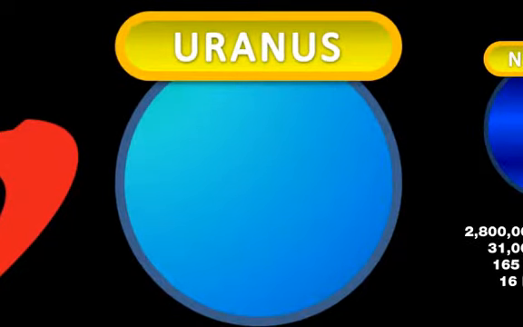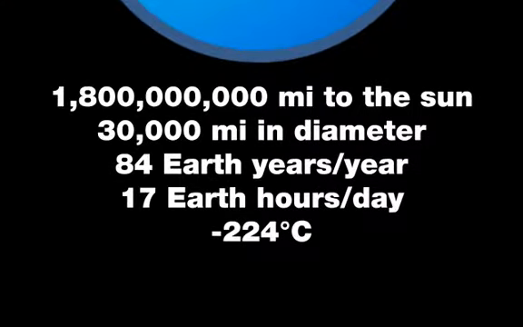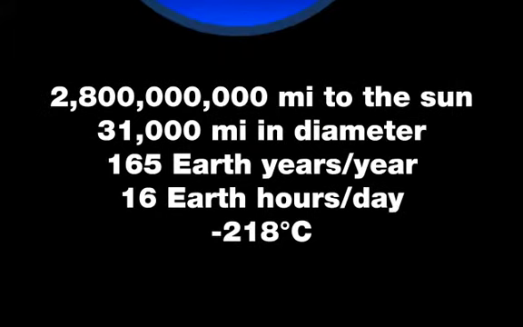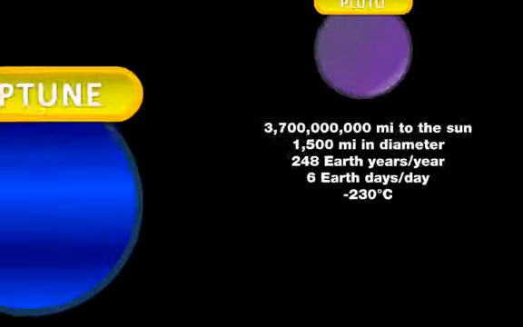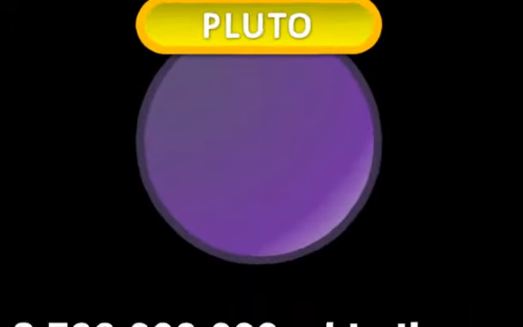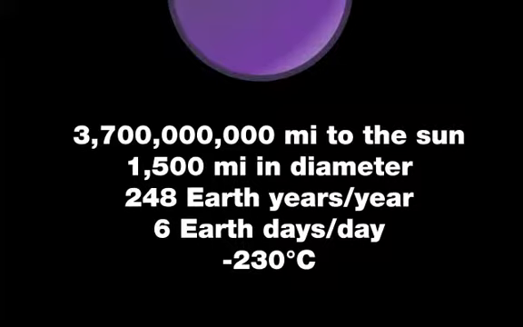And then we got the most famous planet of them all, Uranus. It is 1,800,000,000 miles to the sun. Double that of Saturn. Crazy, huh? Double that. And then look at the most famous planet of them all, Neptune. 2.8 billion miles to the sun. And we can't forget little old Pluto. 3.7 billion miles to the sun.